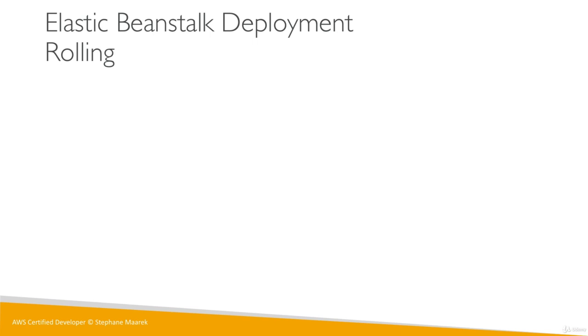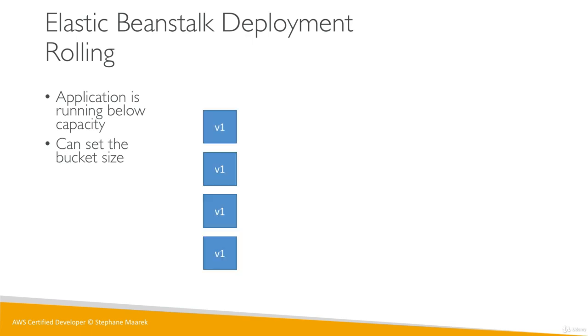Now let's talk about rolling. The application will basically be running below capacity, and we can set how much below we want to run under capacity. That's called the bucket size. And so let's have a look. We have 4 instances running V1.